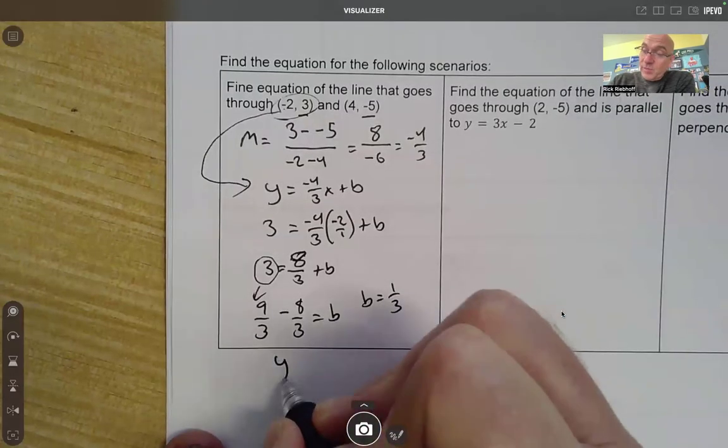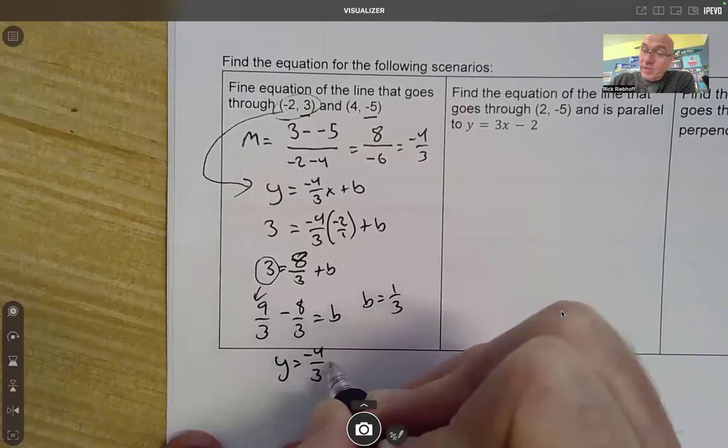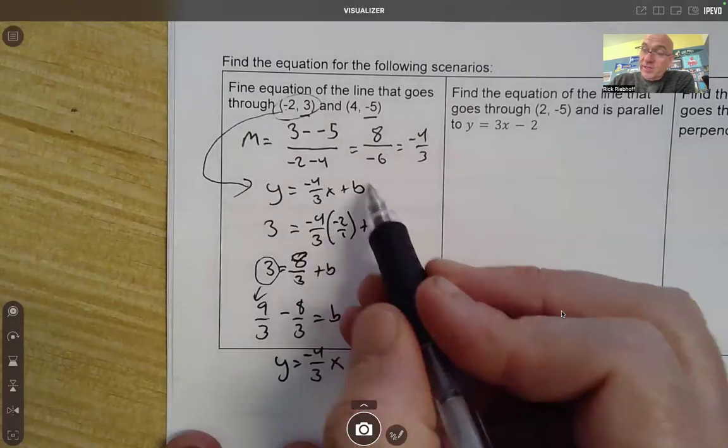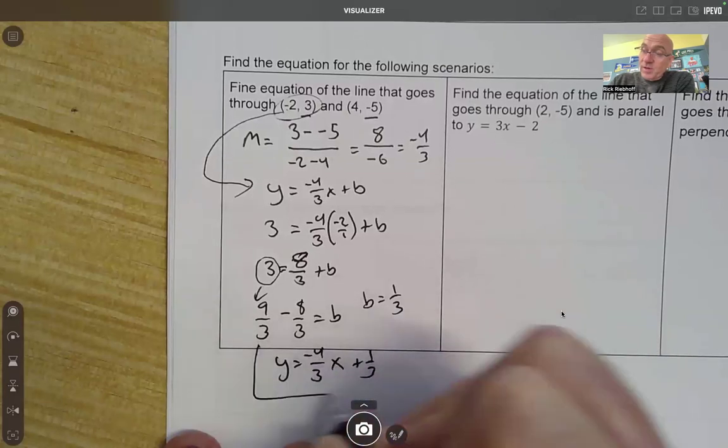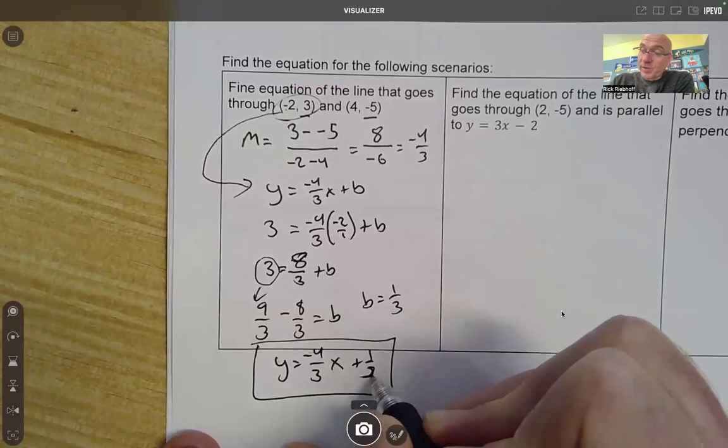I'll rewrite it down here. Y equals -4/3 x. We had that before. I just needed to add in the b. So it's going to be plus 1/3. Cool. There we go. That's a 3, people.